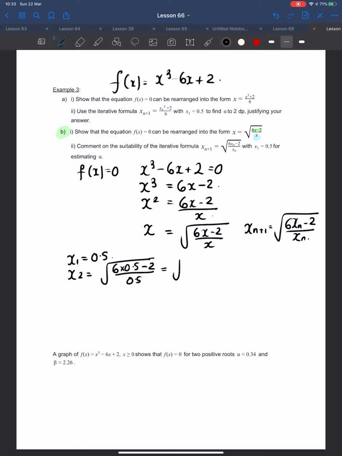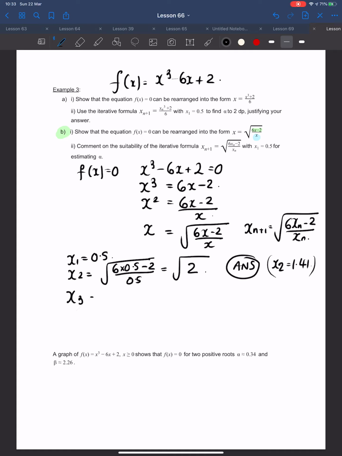So this is actually the square root. I can do this one. 6 times a half is 3, minus 2 is 1, divided by a half is 2. But again, I'll use the answer button. So that's given us, from a half, we've gone to root 2, so that's approximately 1.4. I've got the answer in the book actually, 1.41. But use the answer button.